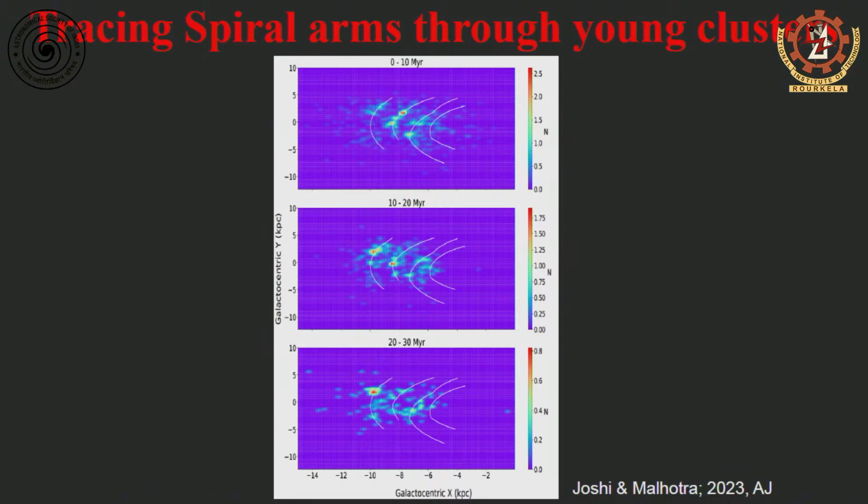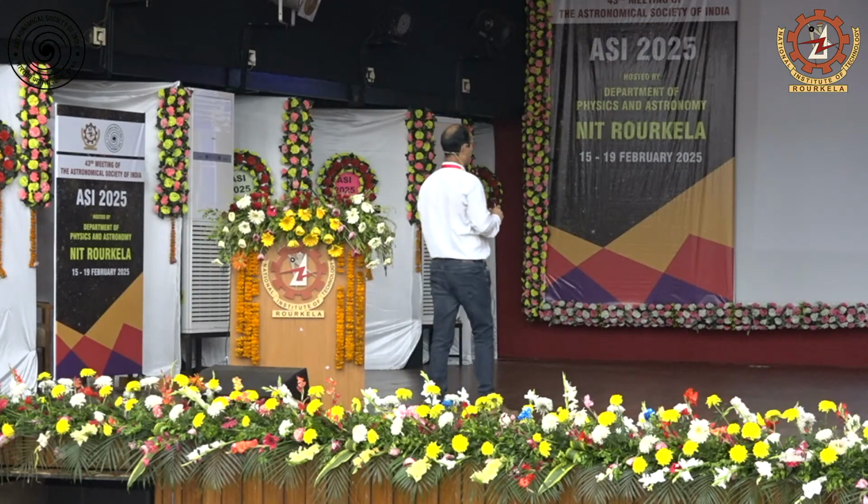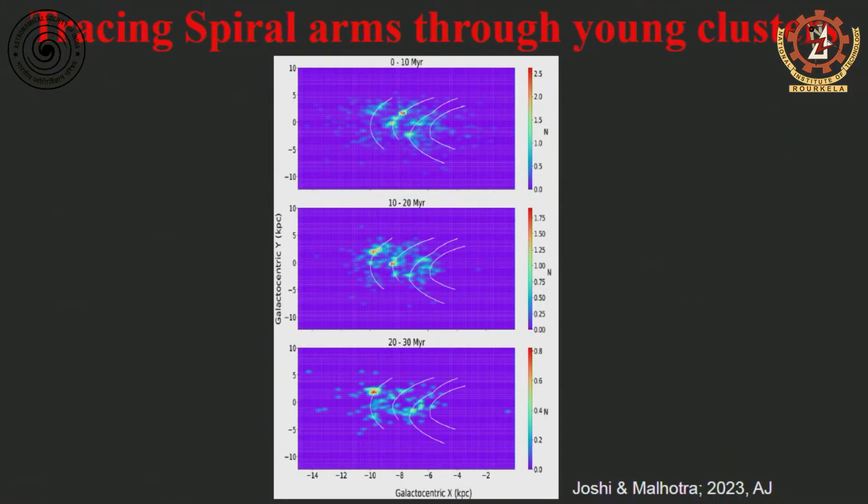So this is the local arm, and particularly three arms are quite visible here: this local arm, the Sagittarius arm and the Perseus arm. So from the young clusters in our sample, we can clearly trace the three spiral arms, and the Scutum arm is a little bit faint, feeble, so we cannot see it.